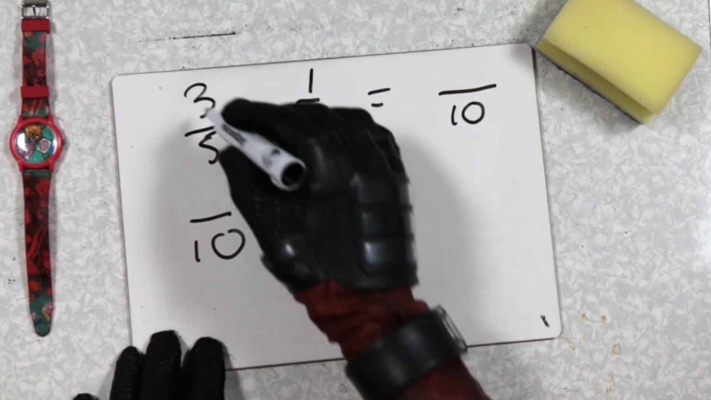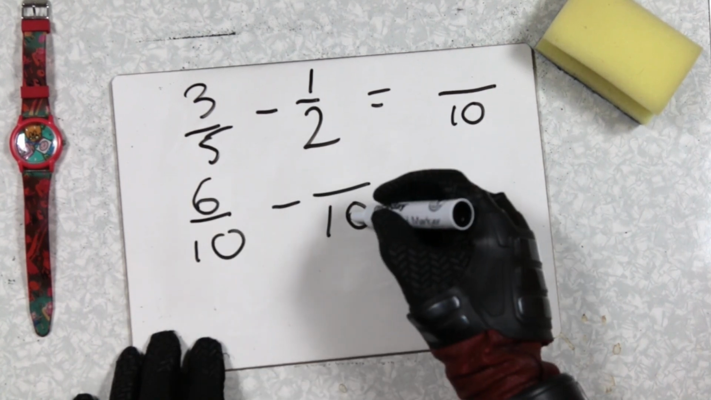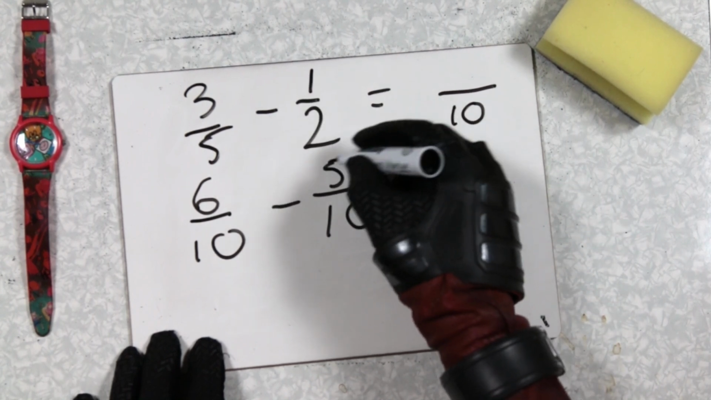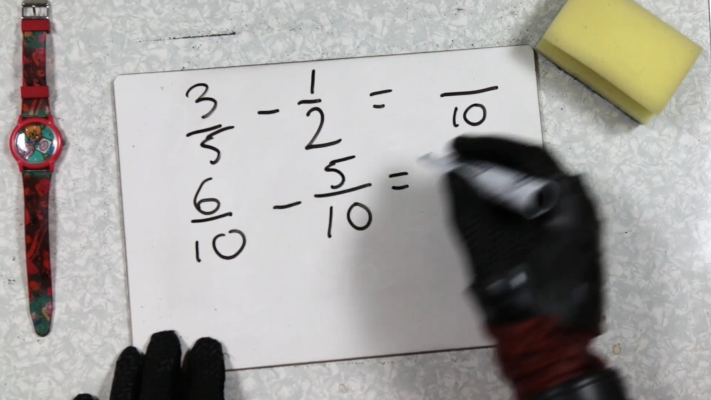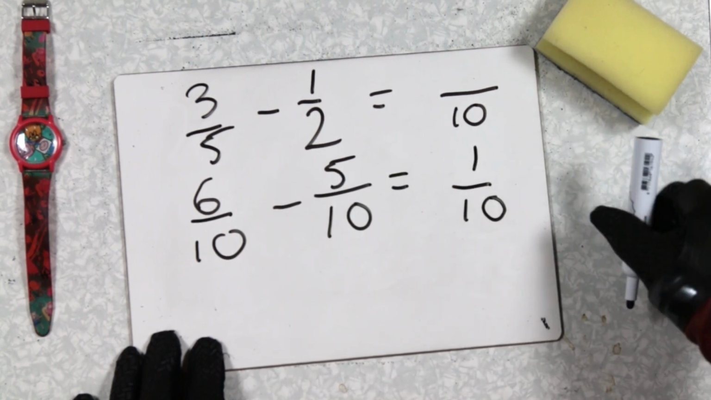5 goes into 10 twice, so we multiply the numerator. That gives us 6. 2 goes into 10 5 times, multiply that, gives us 5. 6 minus 5 is 1/10. Okay?